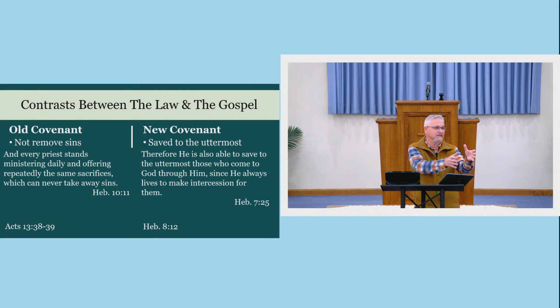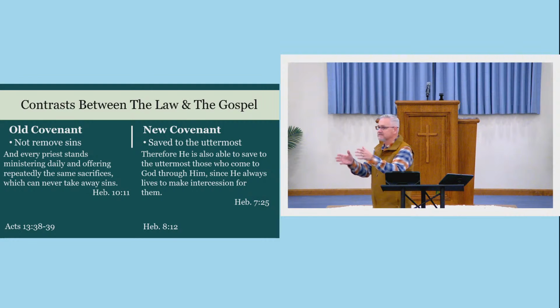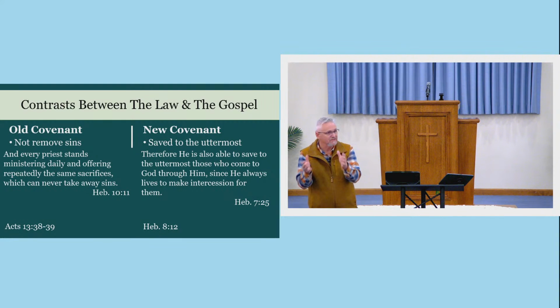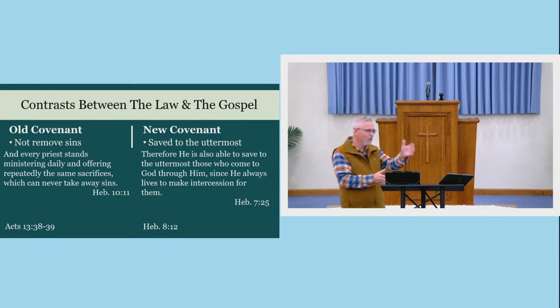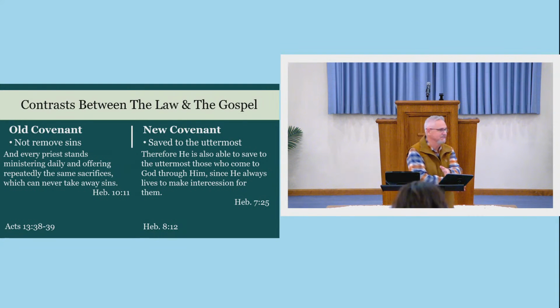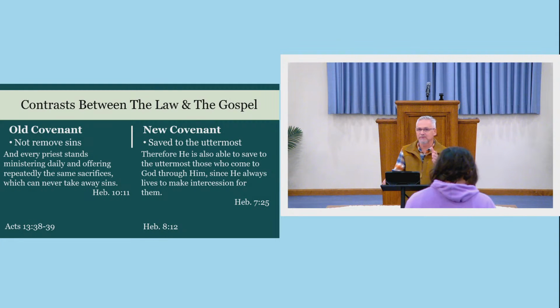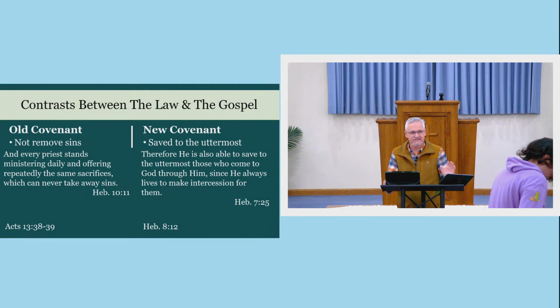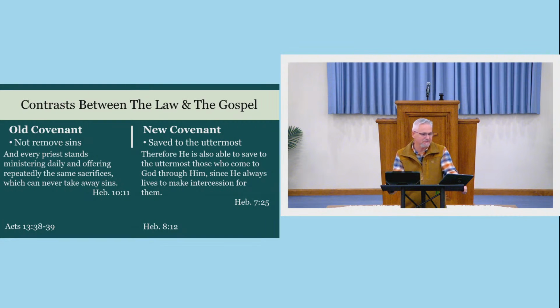This is what God said, that I will make a new covenant with the house of Israel and the house of Judah, right? He was going to make this new covenant. And in that new covenant, there would be no more remembrance of sins, that He would completely forgive them, save them to the uttermost. Again, chapter 7 and verse 25.